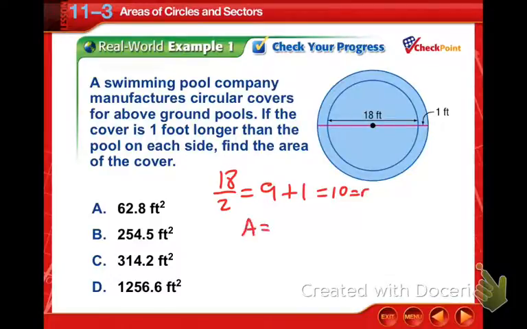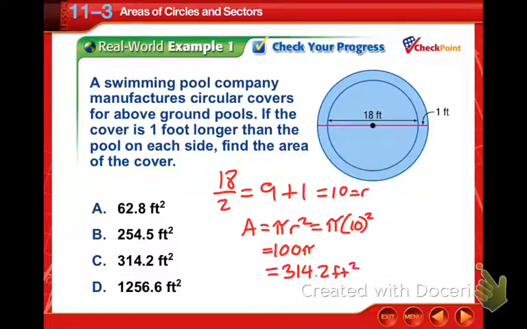So our area, pi r squared, is pi times 10 squared. 10 squared is 100. So 100 pi, or 314.2 feet squared. And that is our answer C here.